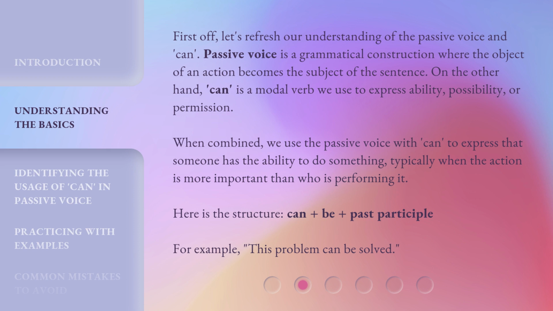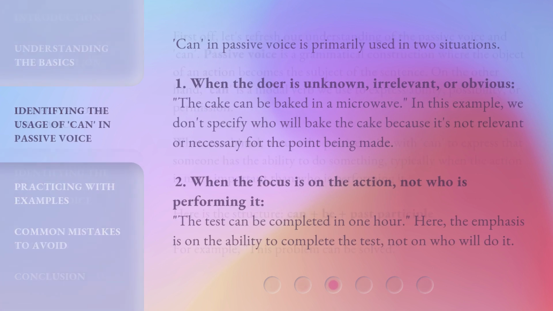Here is the structure: can plus be plus past participle. For example, this problem can be solved. Can in passive voice is primarily used in two situations. 1. When the doer is unknown, irrelevant, or obvious. The cake can be baked in a microwave.